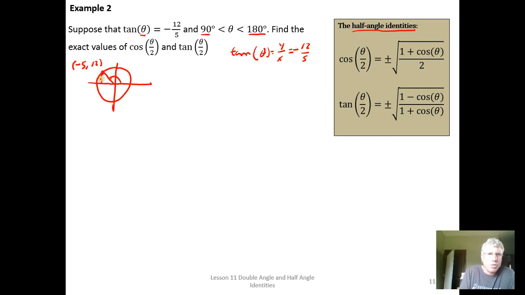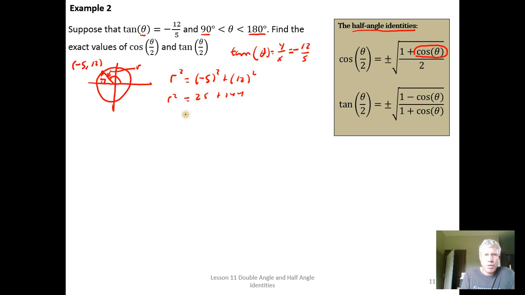which means the negative's going with the x coordinate, because in quadrant 2 the x coordinates are negative. And we're going to need to know the cosine of theta, which means we're going to need to know this radius right here. And we can use the Pythagorean Theorem to do that. We know that the radius squared is going to equal the sum of the squares of the legs of that right triangle. So this is going to give us a 25 plus a 144.